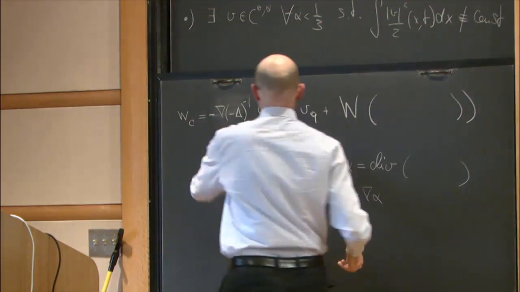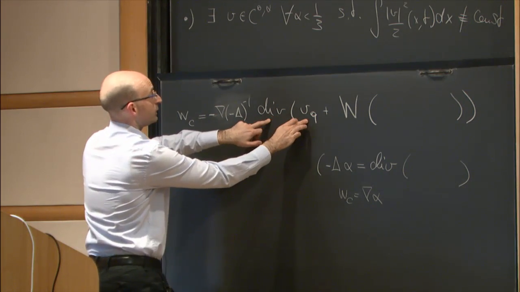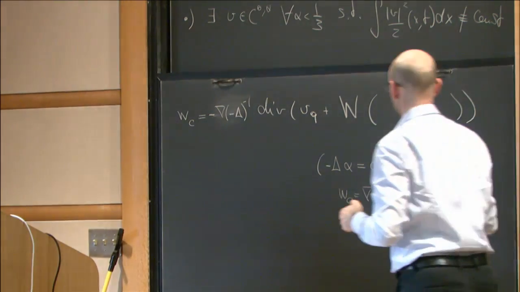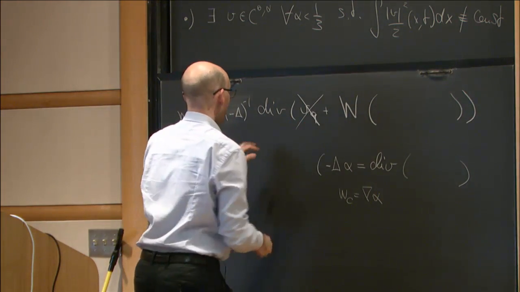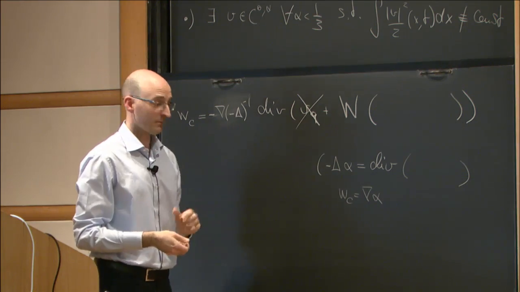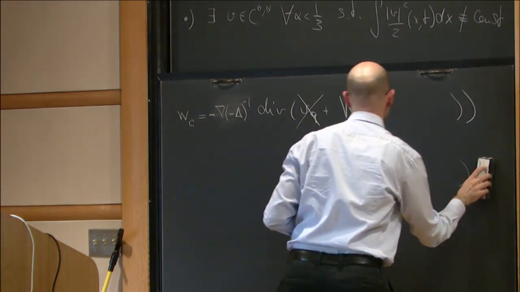Okay, so now, of course, when I'm doing this, the divergence of vQ is equal to 0, because I was coming from a solution of the Euler equation. So this part actually goes away. So now I have to understand this divergence business over here. And now you see that something interesting is happening.